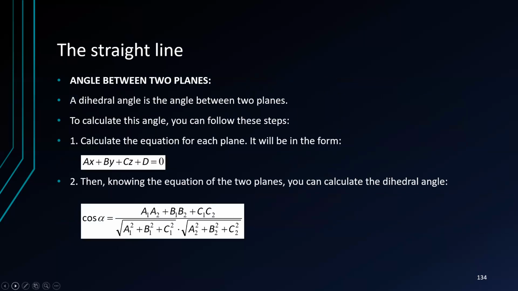Next, angle between two planes. A dihedral angle is the angle between two planes. Okay. To calculate this angle, you can follow this. Step 1: calculate the equation for each plane. It will be in the form AX plus BY plus CZ plus D. Then, knowing the equation of the planes, you can calculate the dihedral angle. Cosine alpha is A1 A2 plus B1 B2 plus C1 C2. Nawala yung D, di ba? Over the square root of A1 squared plus B1 squared plus C1 squared, times the square root of A2 squared plus B2 squared plus C2 squared. Yan ang formula.